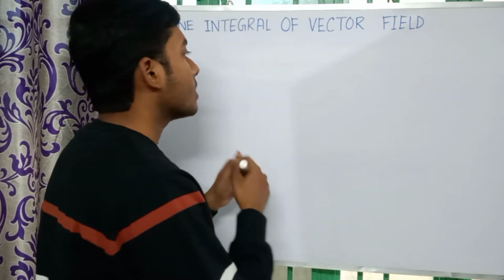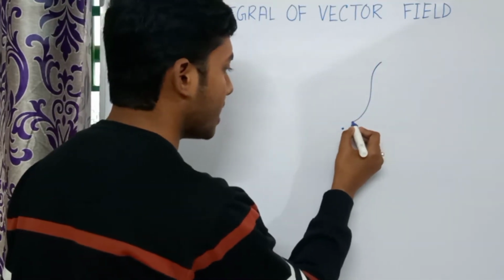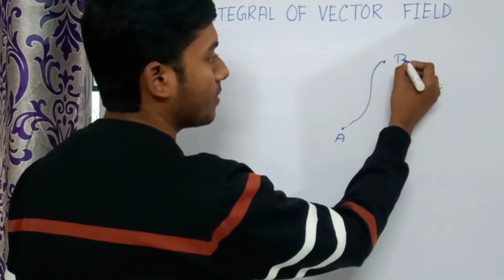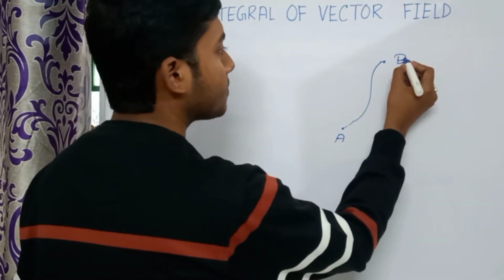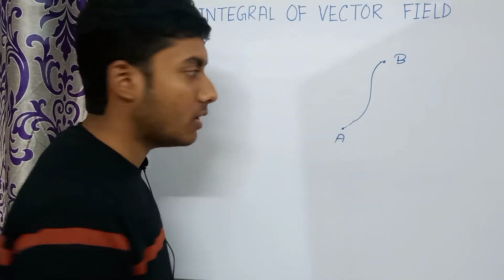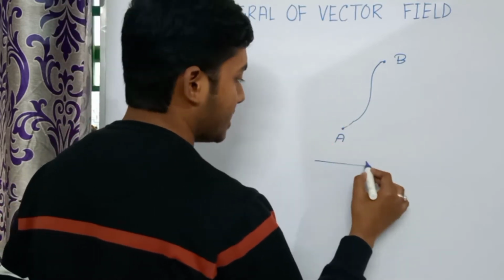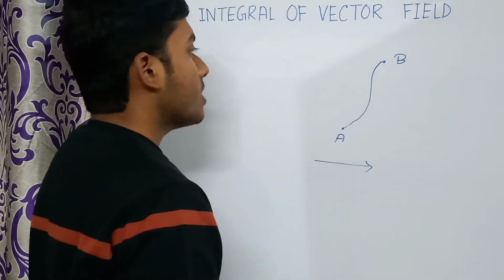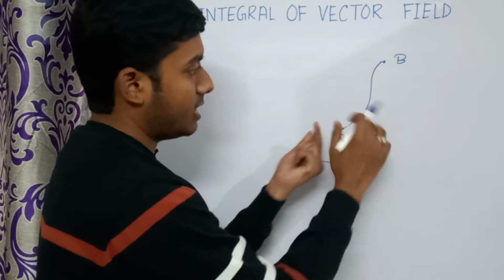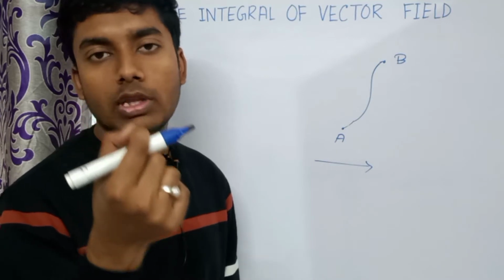Suppose we have an arbitrary shaped path. Suppose this is point A, the initial point of the path, and this is the final point B. Now suppose in this region, in this plane of the board, there is a vector field directed in this direction, and we are going to cut this path into an infinite number of infinitesimally small elements.